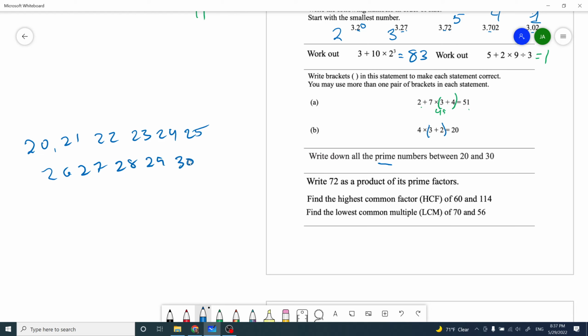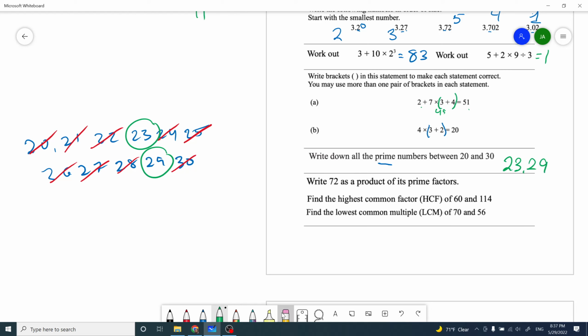Okay, so I need to see which ones I can divide by something else that's not 1 or itself. So 20, first of all the even numbers, I know I cannot. So goodbye 20, 22, 24, 26, 28, I can divide by 2. 21, I can divide by 3. 27, I can also divide by 3. 25, I can divide by 5. 23, I can't divide anything by 23, so that's prime. And I also can't divide anything by 29, so that's prime. So my two prime numbers are going to be 23 and 29.